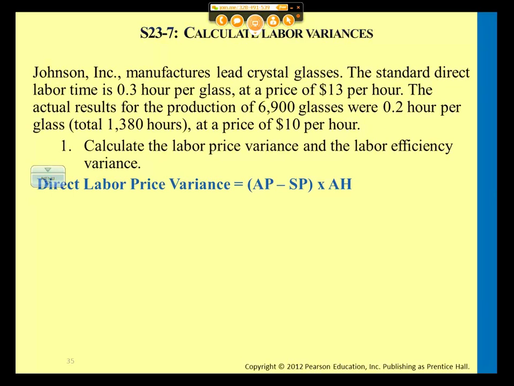Okay, so let's look. This component, right, is what we're talking about. We have 6,900 glasses, and we need to see, is it 0.2 or 0.3? How do we know if it's 0.2 or 0.3? We're looking for actual hours, right? So you need to read very carefully. The standard direct labor time is 0.3 hour per glass, but your actual is 0.2 hour per glass. So what are we going to multiply it by? 0.2, right? Okay. So make sure you read it correctly.